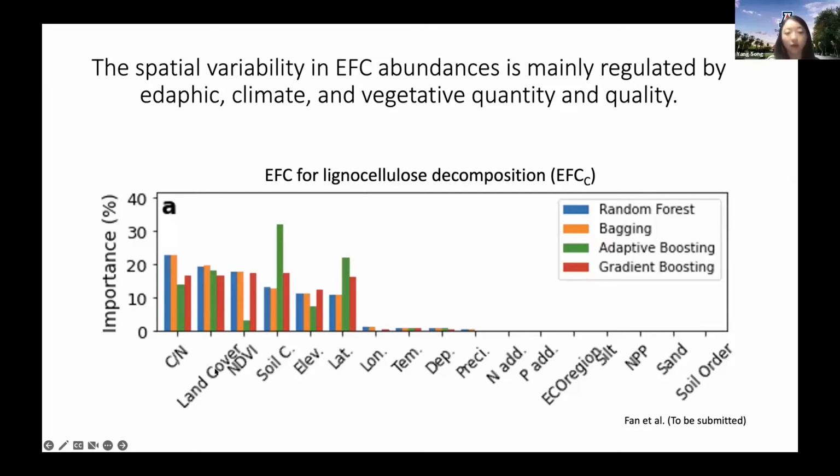Another also relates to the above-ground vegetation information, like the land cover, what kind of vegetation is covered here, and the NDVI, that is the remote sensing data to indicate the productivity of the vegetation. And the elevation here, all this is actually related to the temperature condition. So that is all the important factors.